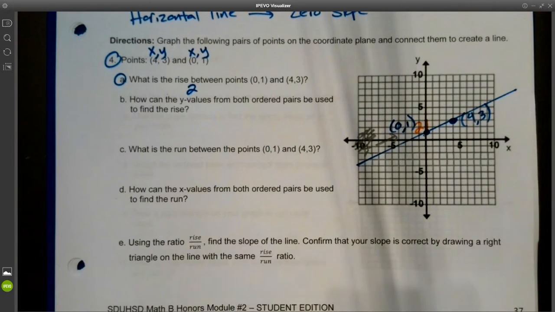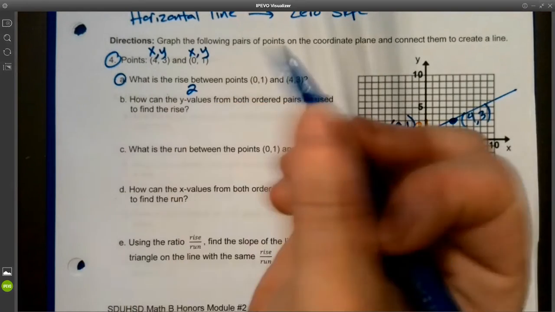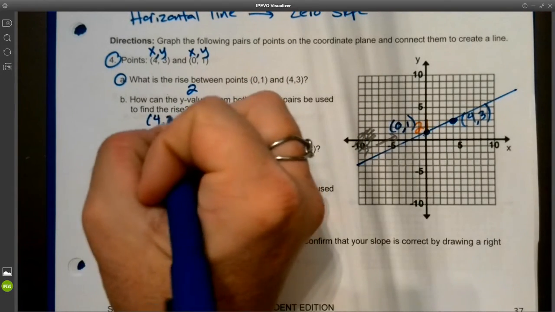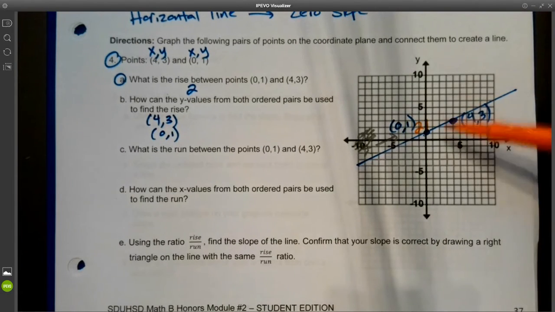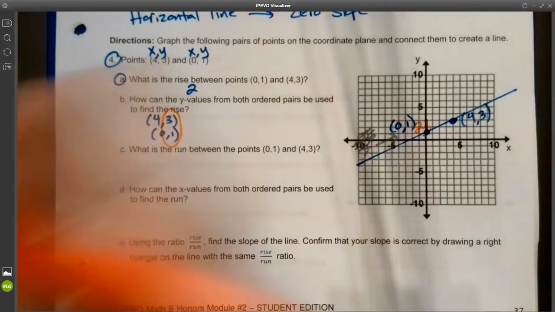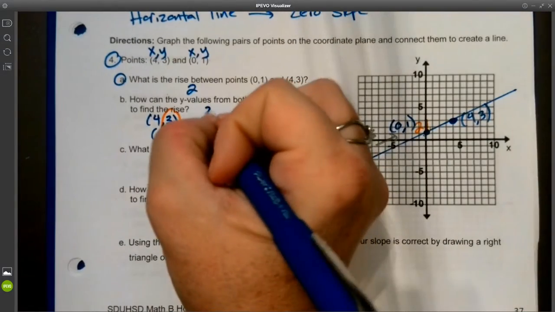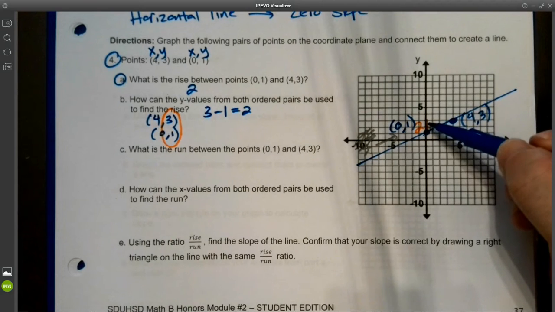Now the question is, how can the y values from both ordered pairs be used to find the rise? Well, if we write down the point (4, 3), and underneath it we write the point (0, 1), what's interesting is rise represents a difference in the y values. The rise is represented by a vertical shift. So if we actually subtract the y values, it's not a coincidence that we get 2, which is the same rise that we got here.